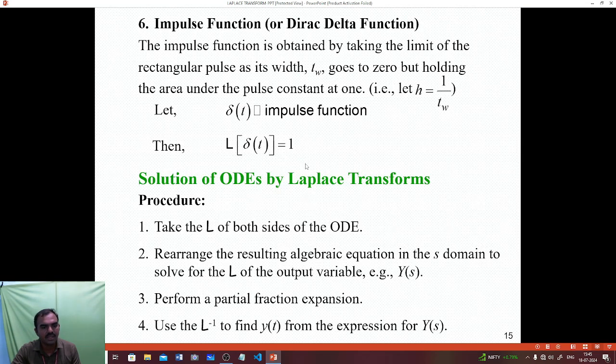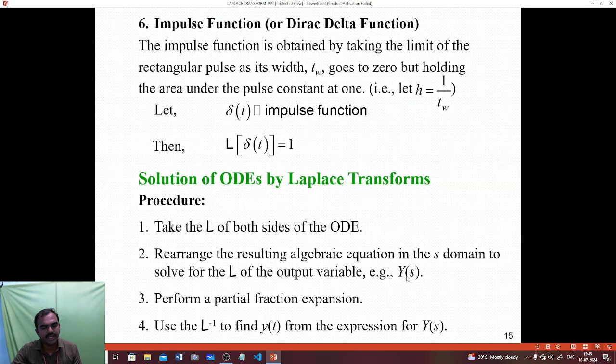Next, the solution of ODE by Laplace transform. What are the steps to solve an ODE using the Laplace transform? First, take the Laplace transform L of both sides of the ODE, where the ordinary differential equation and some initial condition values are given. Next, rearrange the resulting algebraic equation in the S domain to solve for the L of the output variable.